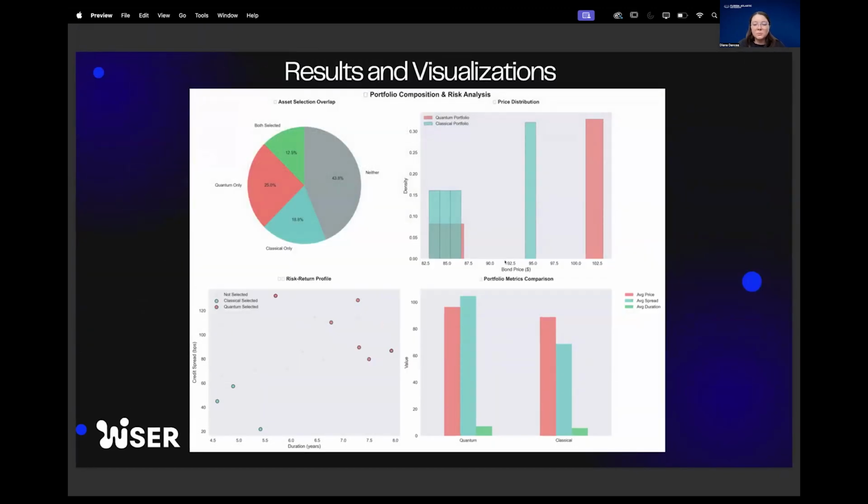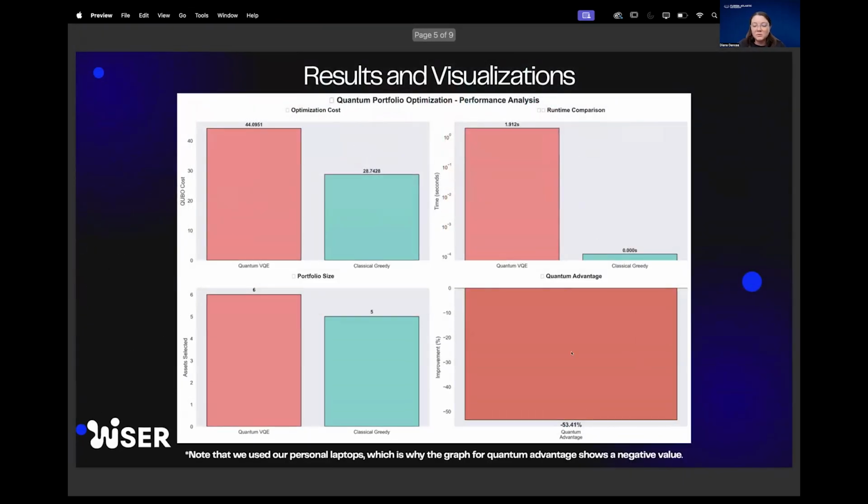We weren't able to use IBM computers, so I just ran everything locally, which is why the classical algorithm is faster than the quantum one. But if we did have access to quantum computers, I do think it would be better. And this is evident here when we have a negative percentage for the quantum advantage.